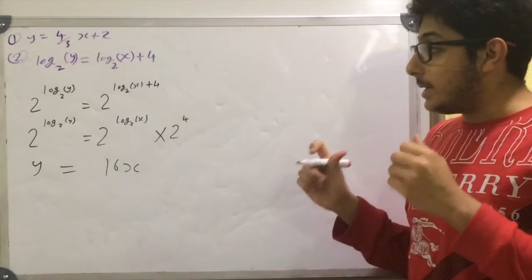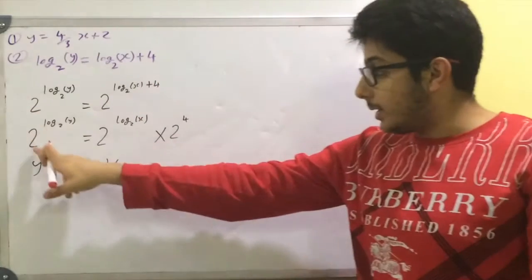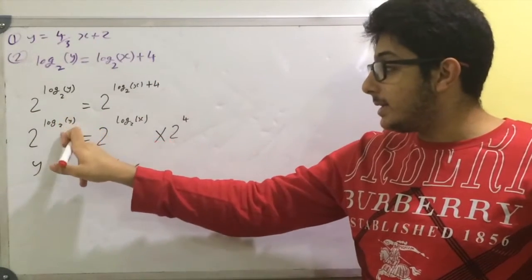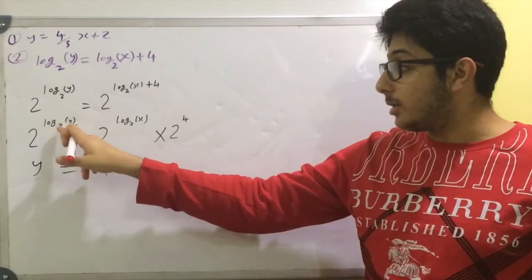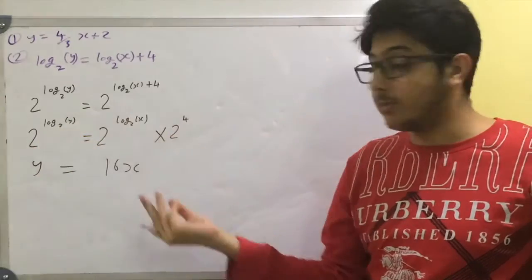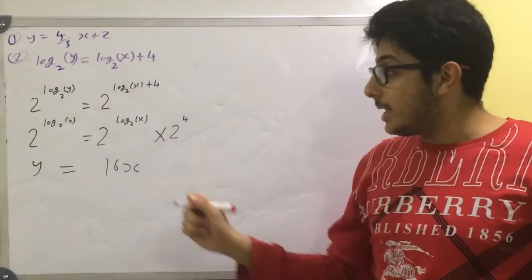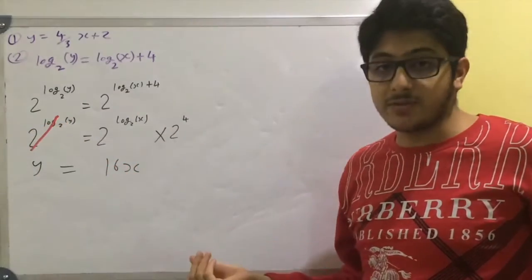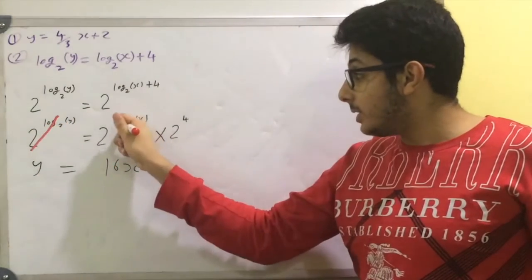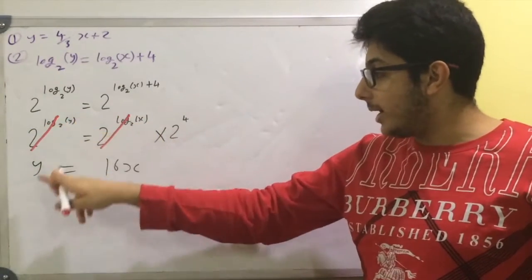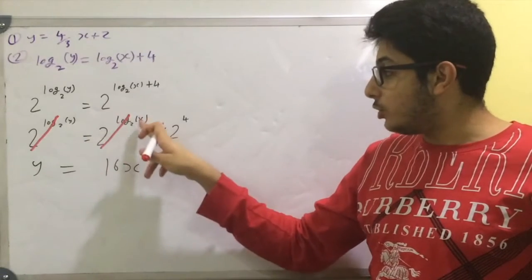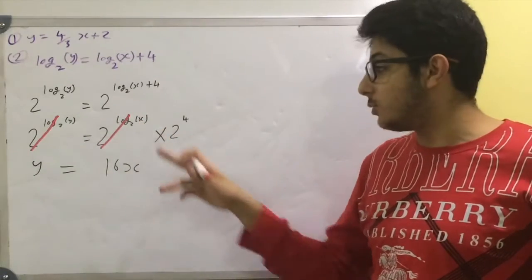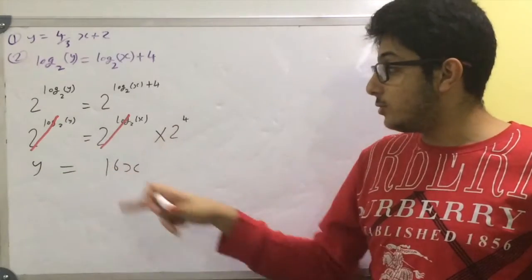Now, if you have a number to the power of a logarithm in its base, 2 to the power of logarithm 2, then they basically cancel each other out, because it's like inverse functions. Alright, so then you end up with just y, and you end up with just x. And 2 to the power of 4 is 16, so 16 multiplied by x, y is equal to 16x, right?